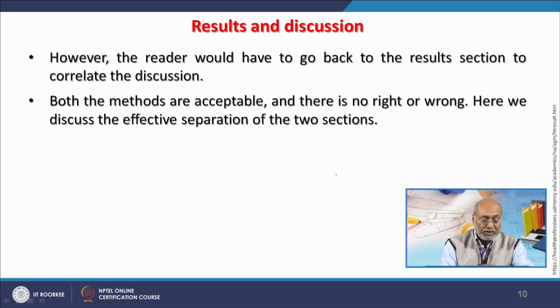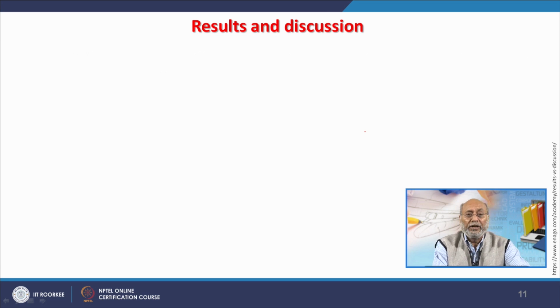Now, as mentioned earlier, both approaches are acceptable. Results and discussion as one section, or results and discussion as two separate sections, both are acceptable, and the choice is yours. If it is a lengthy paper, a long work, for example a PhD thesis, my suggestion would be to have separate sections. But if it is a small paper, a small manuscript, then my suggestion would be to go for a combined section, results and discussion as one. Basically there is no right or wrong, everything depends on your requirements.